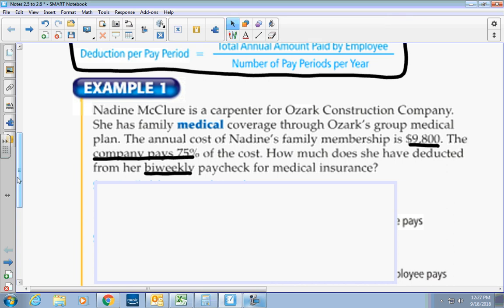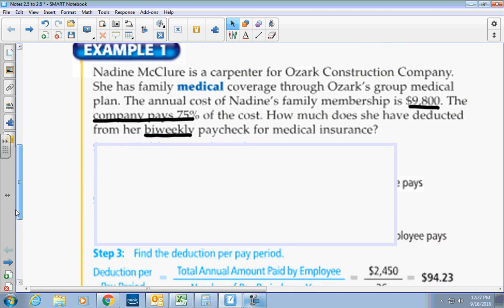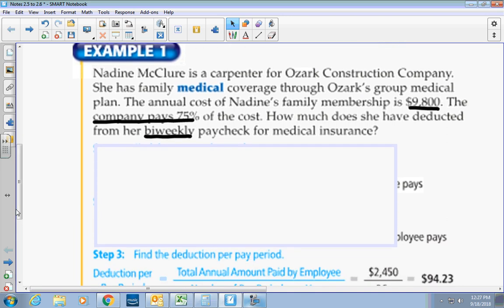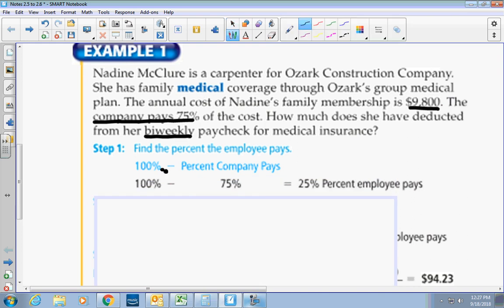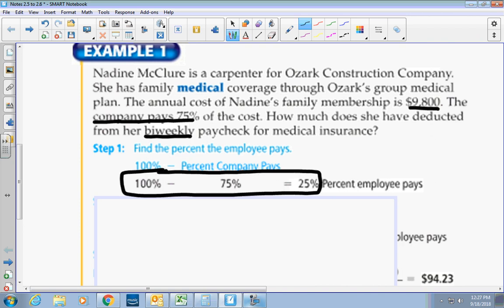for medical insurance. Okay, you guys, I'm not going to have you write everything down. What I put in a black box is what I want you guys to write down. So the first thing we're going to do is determine what percentage Nadine pays in health insurance. So the first thing I want you to write down is 100% minus 75% equals 25%. So that's how much she pays. She only pays 25%.